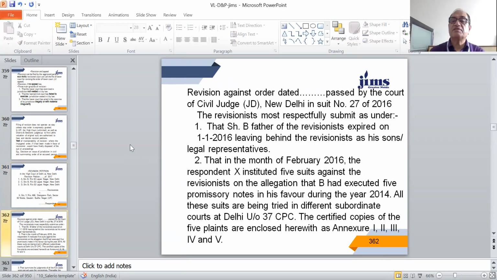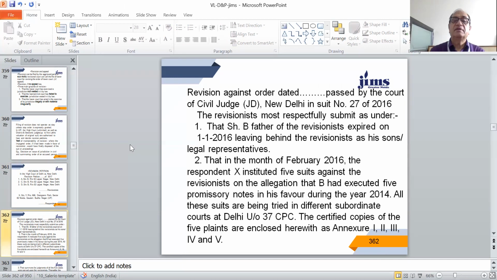Now, this is the center heading: Revision against order dated so and so passed by the Court of Civil Judge Junior Division, New Delhi in suit number 27 of 2016. The original suit which is pending before the Court of Civil Judge Junior Division, its number is 27 of 2016. This is all hypothetical. The salutation line will be: the revisionists most respectfully submit as under.